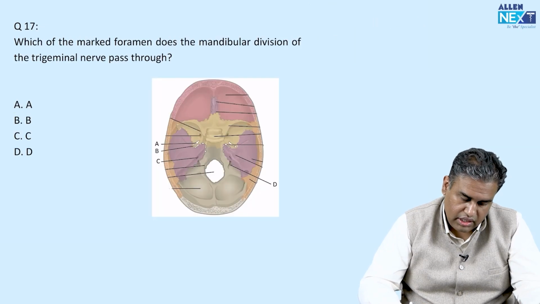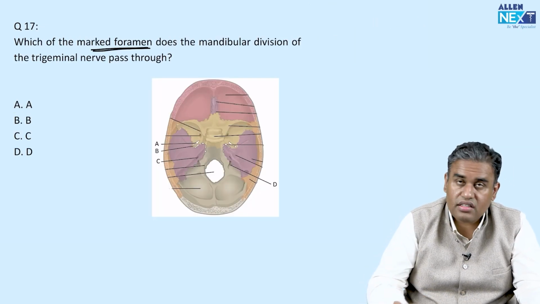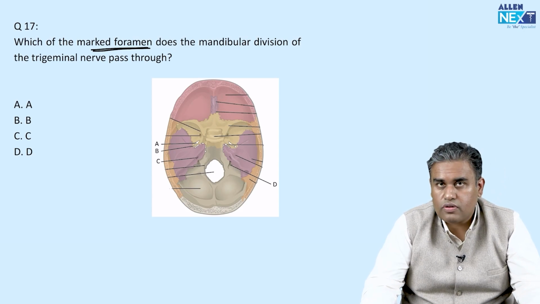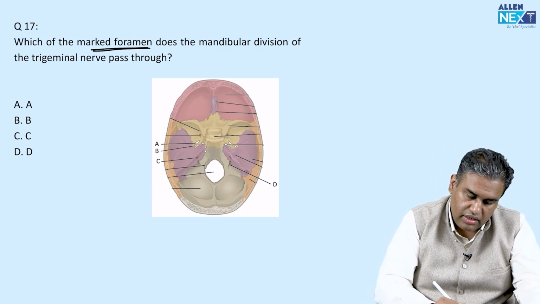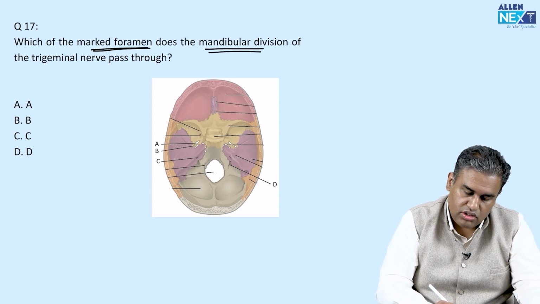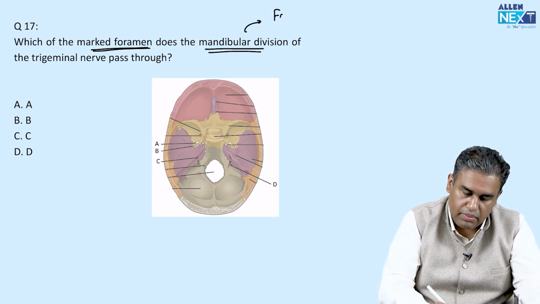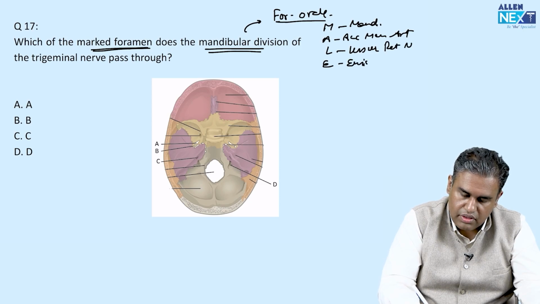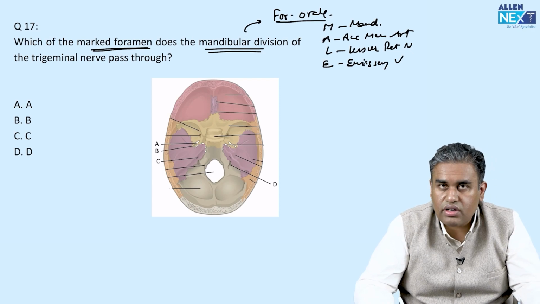Okay, let's see more. Which of the following marked foramina does the mandibular division of the trigeminal nerve pass through? Again, a skull question. First of all, theoretically, which foramen does this nerve pass through? It passes through the foramen ovale. The mnemonic for foramen ovale is MALE. M is the mandibular nerve, A is the accessory meningeal artery, L is the lesser petrosal nerve, a branch of the 9th nerve, and E is the emissary vein. So first of all, the theory should be clear. Eyes see what the mind knows.